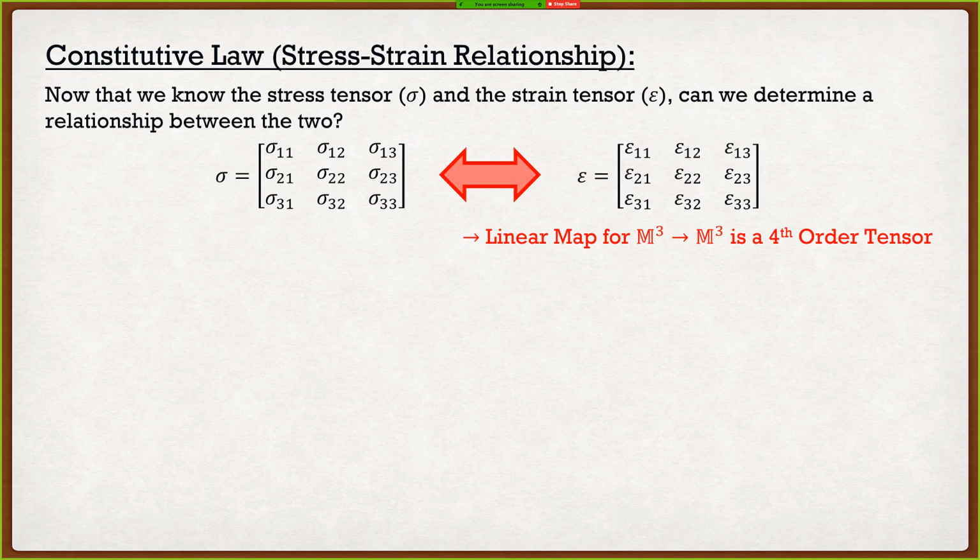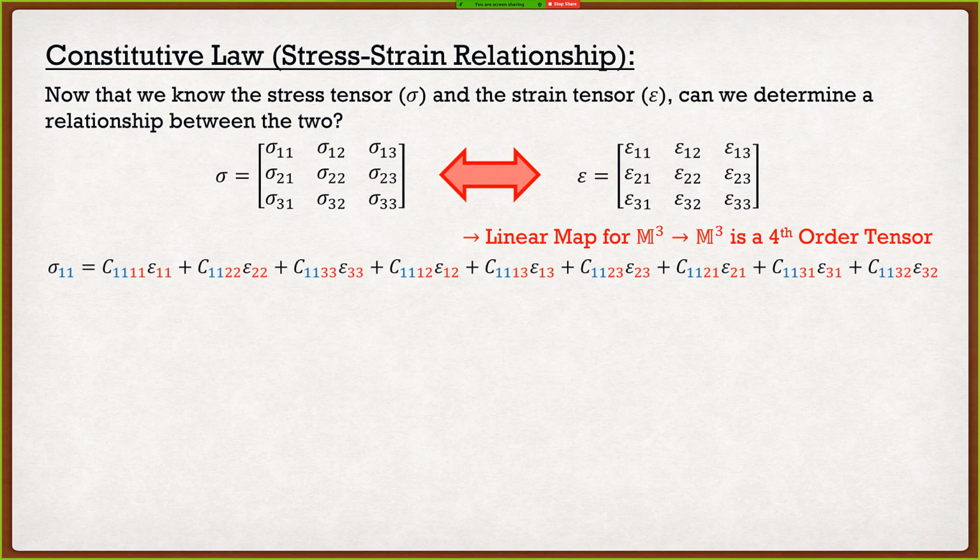All right, so let's say that I want to find a value sigma 11 based upon our strain tensor. What I can do is say sigma 11 is going to be some constant times epsilon 11 plus some constant times epsilon 22 plus some constant times epsilon 33, etc., etc., etc. So if we look right here, one component of our stress tensor takes 9 components of our strain tensor.